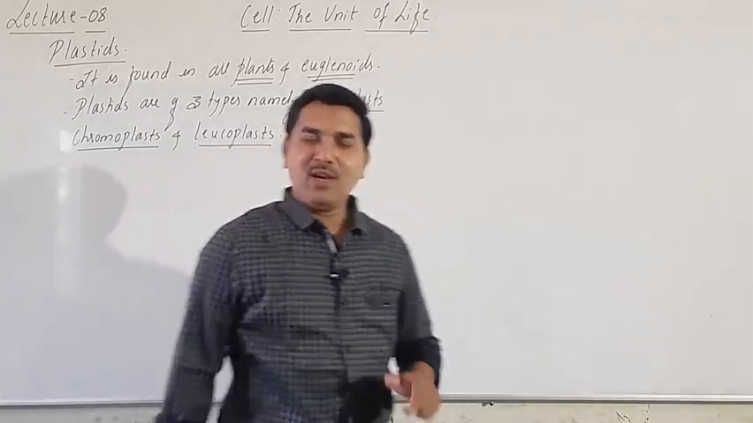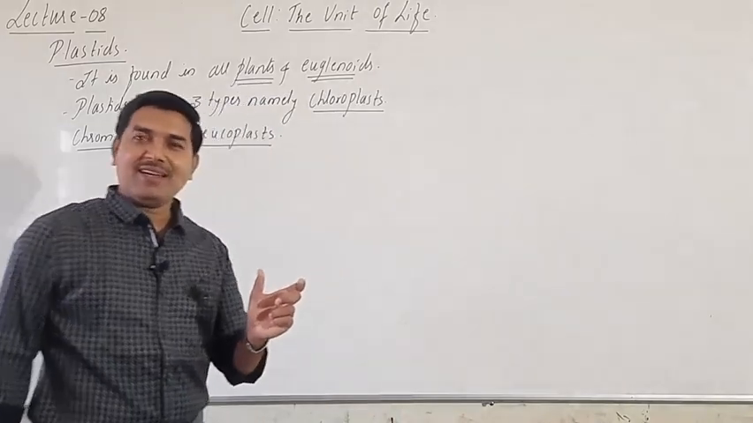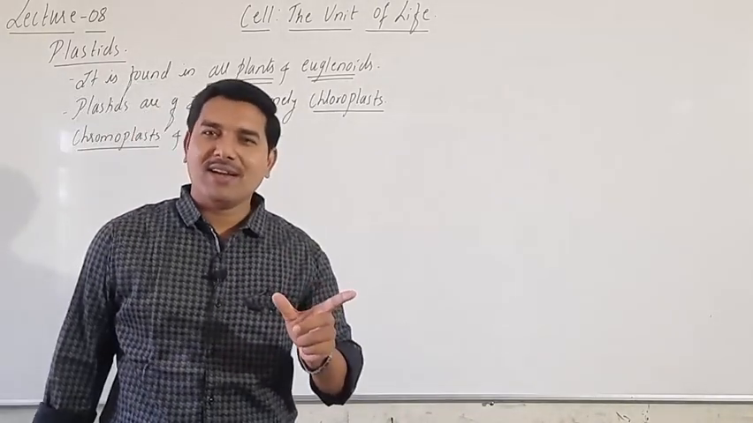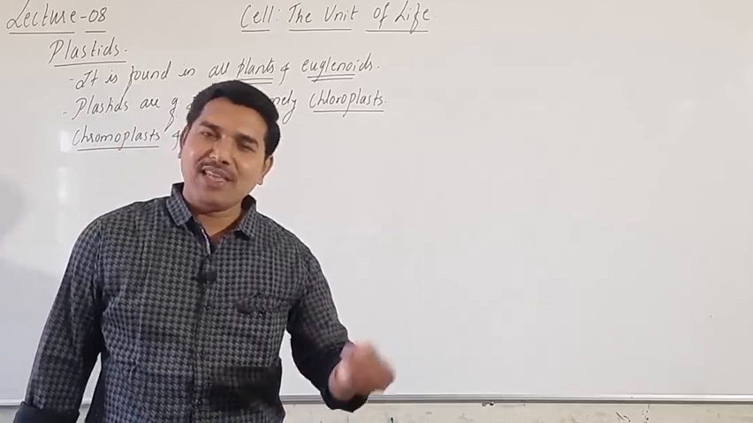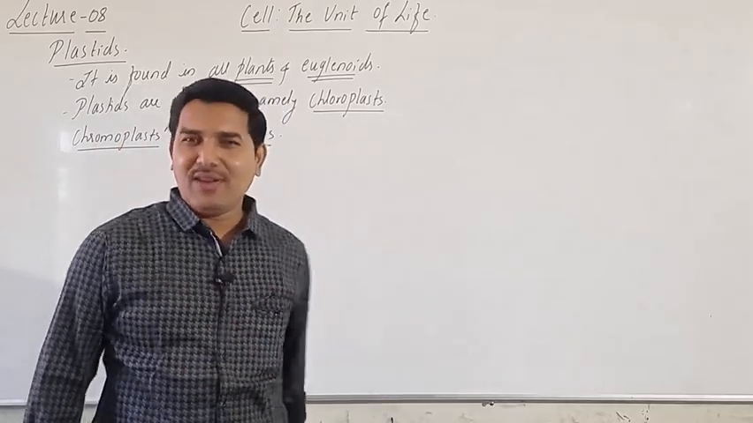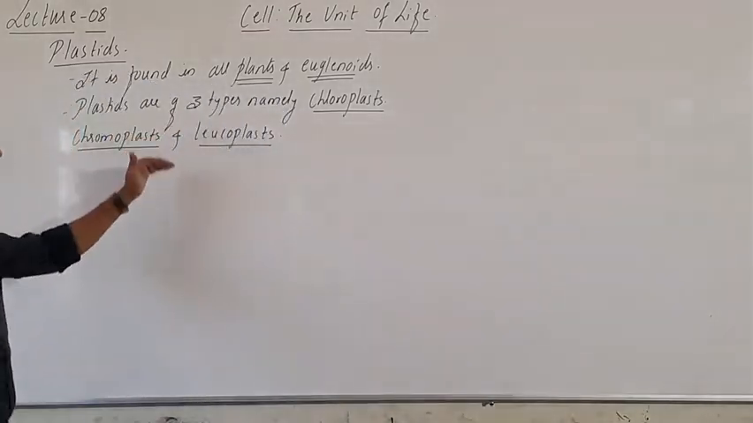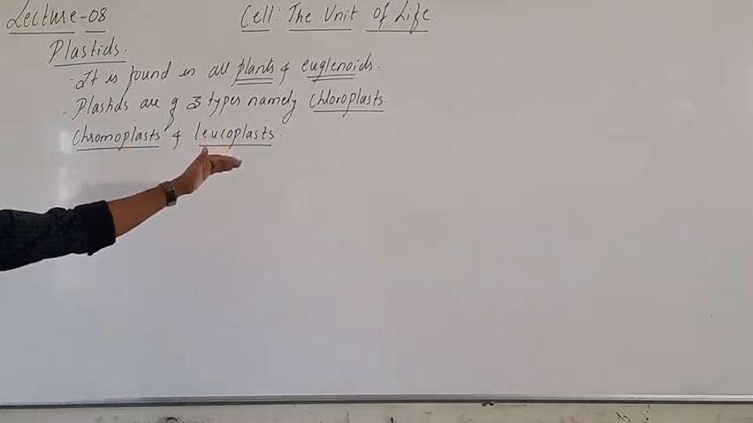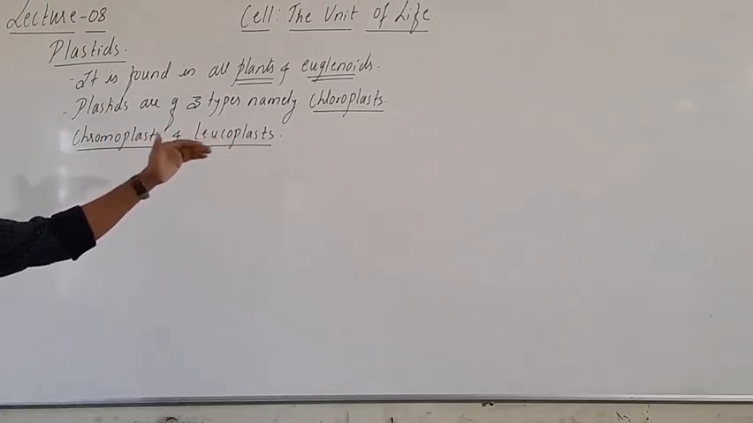Look at the name. Chlorophyll bearing, green in color. Chromo, color bearing, having colors. Then leuco, no color at all, right? So these are the three different types of plastids. Out of that, if we look at the first one, chloroplast.